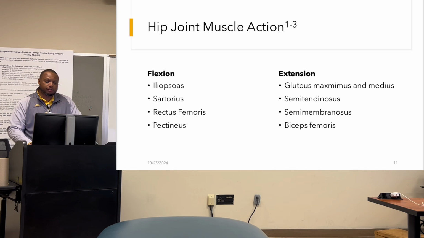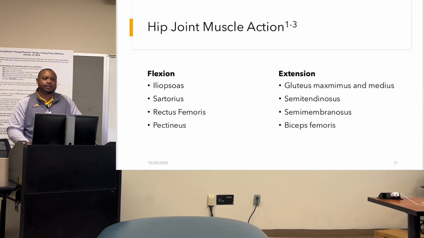So with flexion, the iliopsoas, sartorius, rectus femoris, and pectineus all play a role with hip flexion. Actually, sartorius and rectus femoris, what is unique about those two muscles? Yeah, so they cross two joints, so they're going to act at the hip and also the knee joint complex. So make sure you know those muscle actions at the hip and knee joint complex.